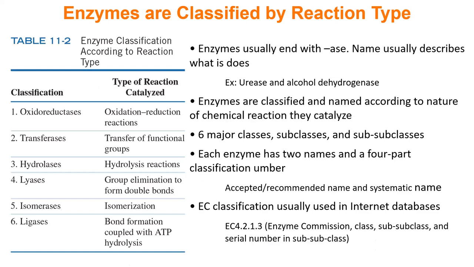And when it comes to enzymes, if you find a protein and it ends in the word ACE, you can be pretty confident you're talking about an enzyme. So any protein that ends in A-S-E, that's probably an enzyme. And for the most part, people try to name enzymes based on what they're doing. For example, urease works on urea. Alcohol dehydrogenase removes a hydrogen from alcohol groups.